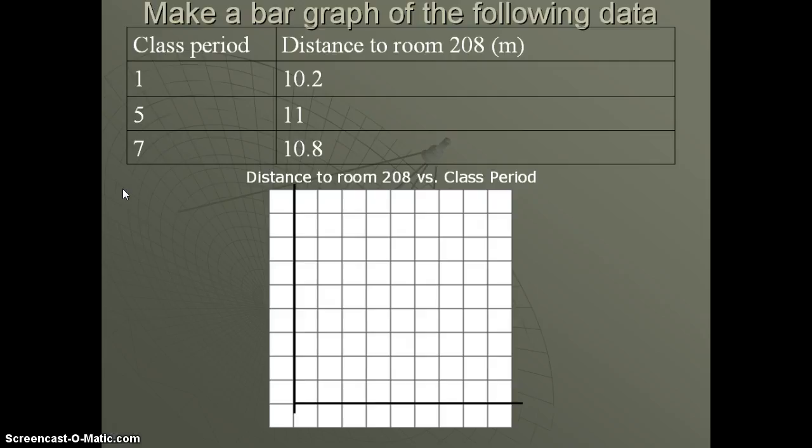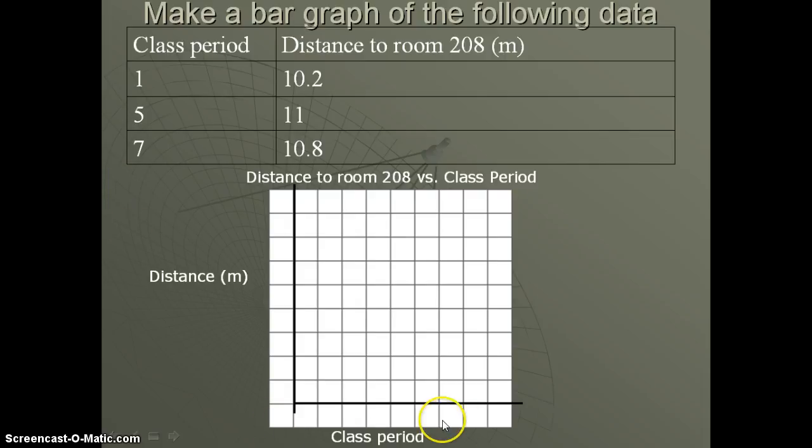Okay, now we have to label our axes. So class period is the independent variable, goes on the y-axis. Distance in meters goes on the x-axis, the dependent variable.